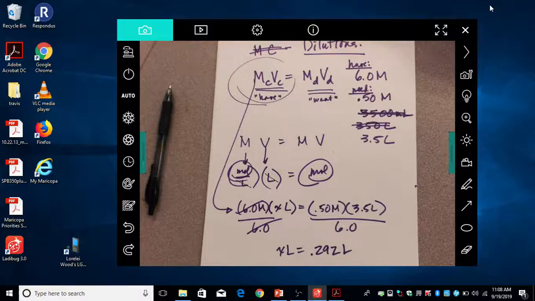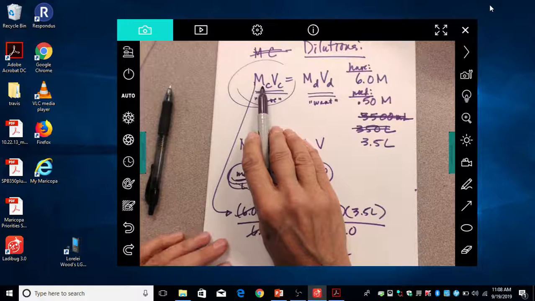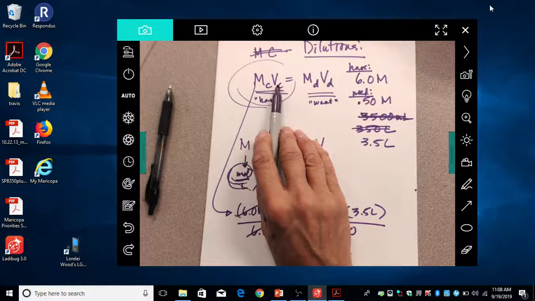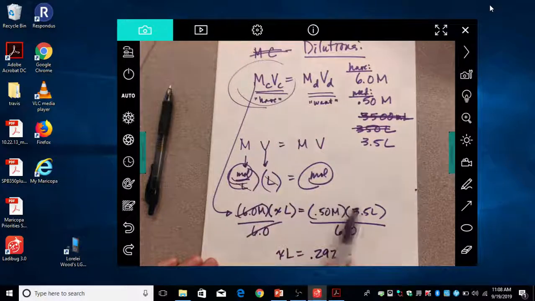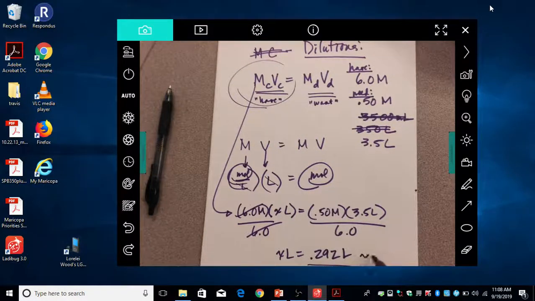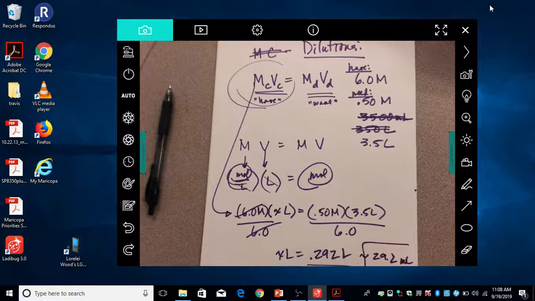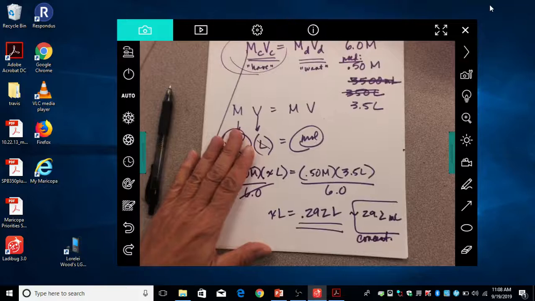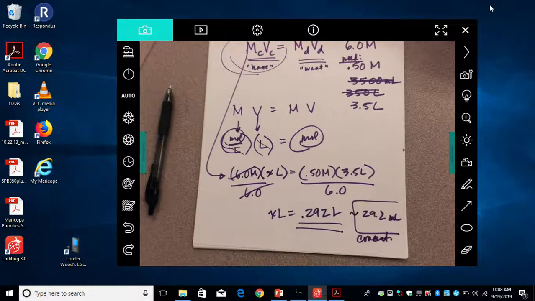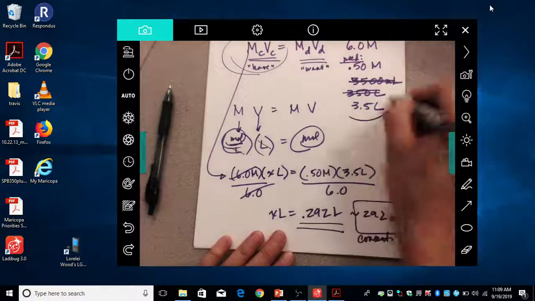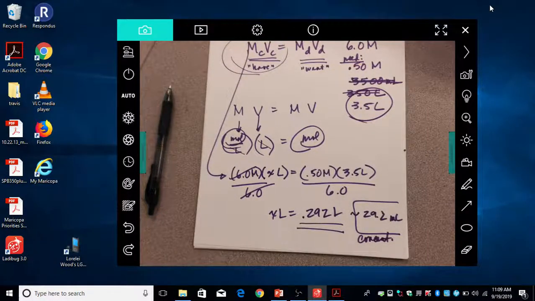Okay, so the number that we just figured out was the volume of the concentrated stuff that I need. I knew the molarity of the concentrated stuff, I just didn't know how much of it I needed to take out of the bottle to make the more dilute stuff. I did the math, and I needed 0.292 liters, which is the same as 29.2 milliliters, which is easy to measure. I would pour my 29.2 milliliters of concentrated acid into a flask, and then I would add enough water to equal a total volume of 3.5 liters. Okay, that's how you would make the solution.